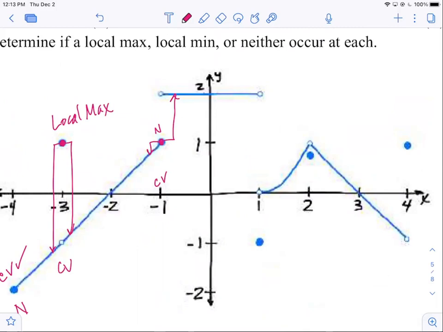To the right of negative 1, where's the next critical value? At 1? That's the next one? It's all of those x values. Why is it all of them? Well, they're all in the domain, and the derivative is zero at all of them.